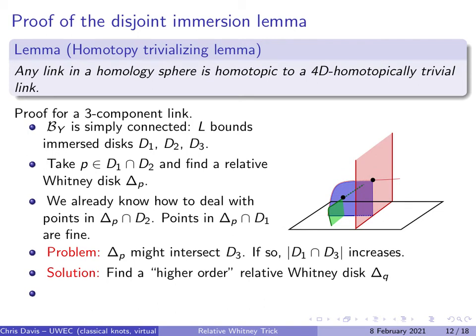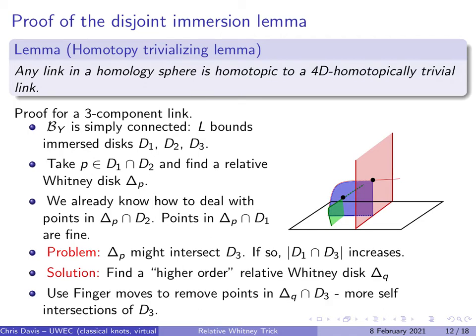So here's the solution. We'll find a higher order Whitney disk, delta Q, and we can use finger moves, just as we did on the previous page, to arrange that delta Q intersect D3 is empty. That'll produce lots of self-intersections in D3, but again, we're okay with that.